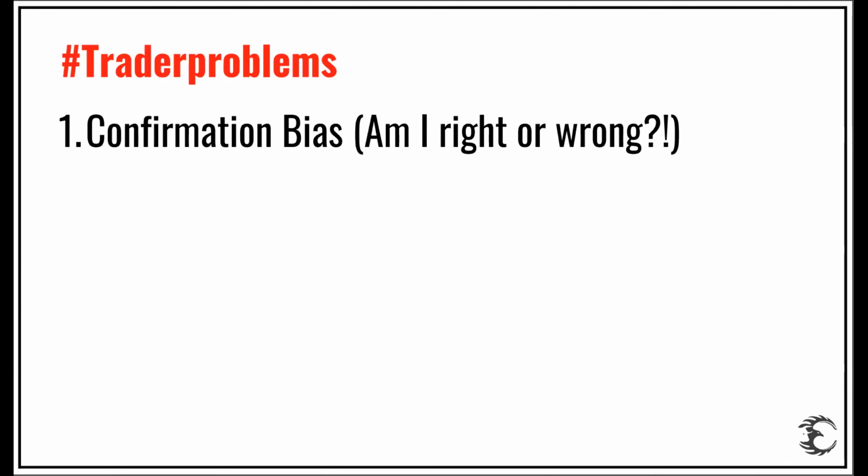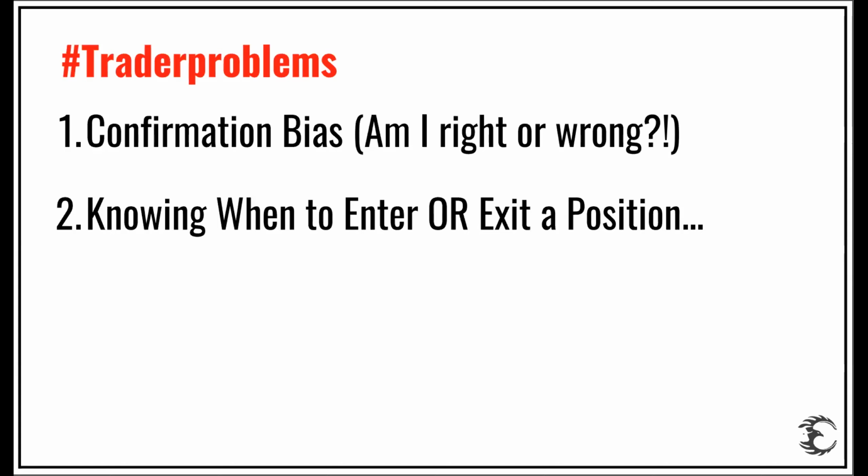So number one, the biggest one, hashtag trader problems. The number one issue that a lot of traders have is confirmation bias. Am I right or am I wrong? Trusting yourself, trusting your TA, and trusting the tools that you are using to confirm potential entry or exit positions. And that's the number one thing that Ads and I have been asked over years of running and trading through Unity Trading Group: how do I know when to enter or exit a position? I'm in X position or I'm out of X position looking to re-enter. How do I know when to get in or out of a position?